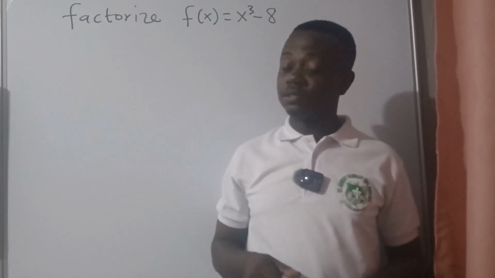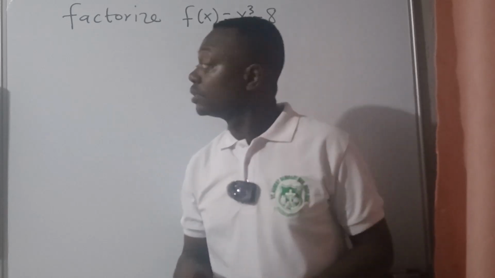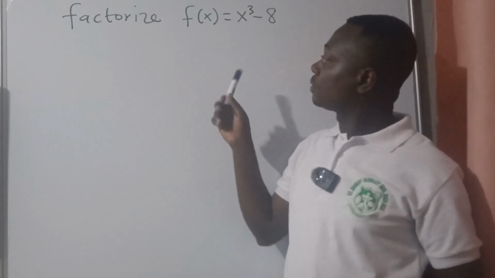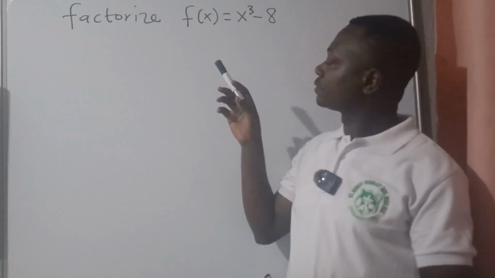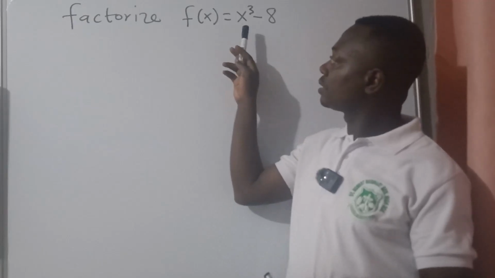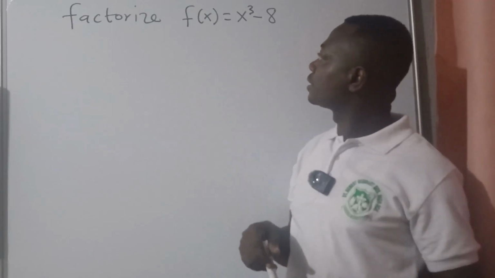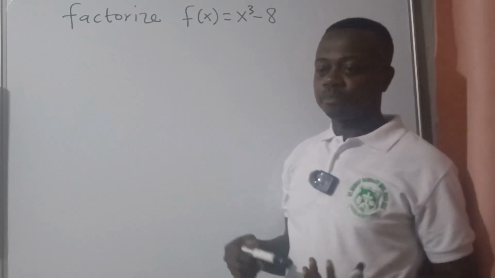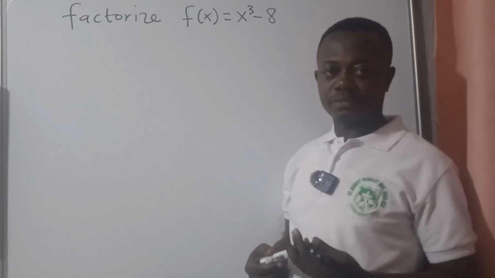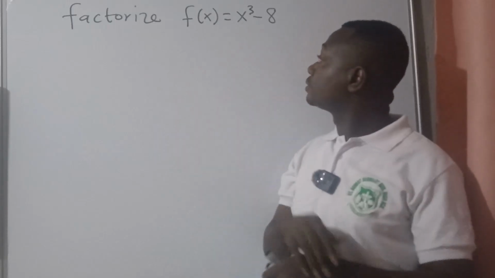Welcome to today's tutorials. Now let's see how we can factorize this expression. So we are given a polynomial f of x equals x cubed minus 8. So how do we factorize this?